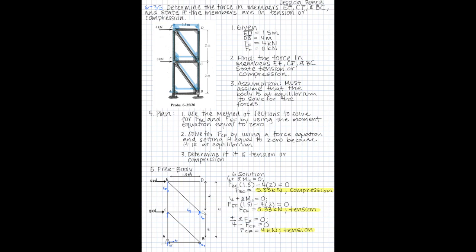And the same equation is used to solve for FEF, but this time it is in tension. And lastly, to solve for FCF, you would do 4 minus FCF equals 0, and that equals 4 kilonewtons in tension. And that is how you solve this problem.